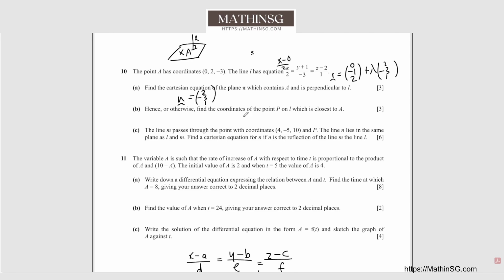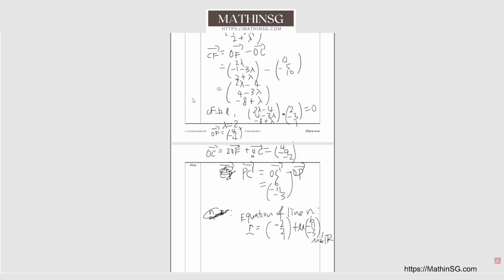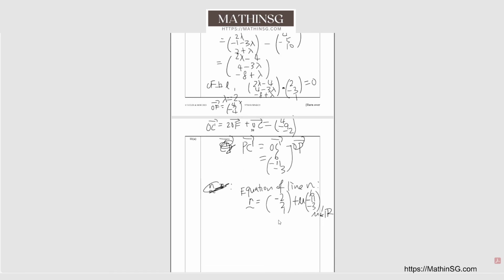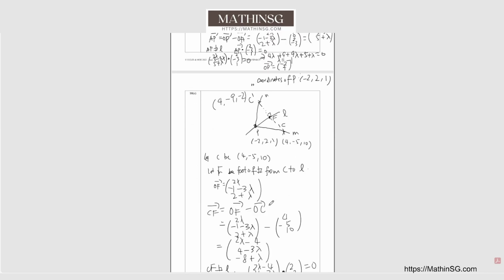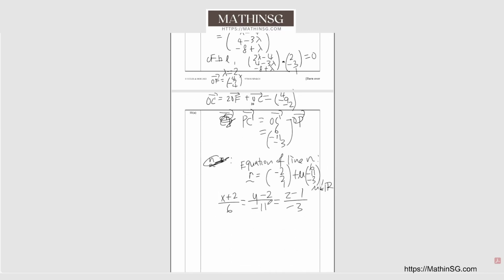But this is the vector equation. The question asks for the Cartesian equation. So let's make this into a Cartesian equation. The Cartesian equation will be x plus 2 over 6 equals y minus 2 over minus 11, which is equal to z minus 1 over minus 3. Okay, so this is the answer for question 10C.